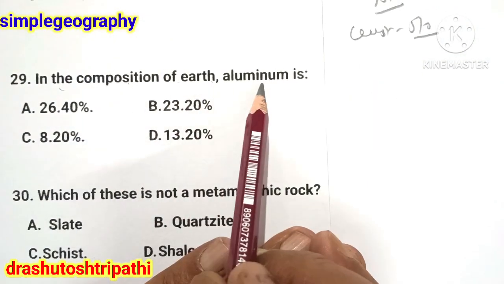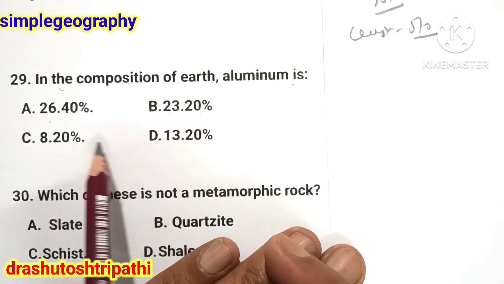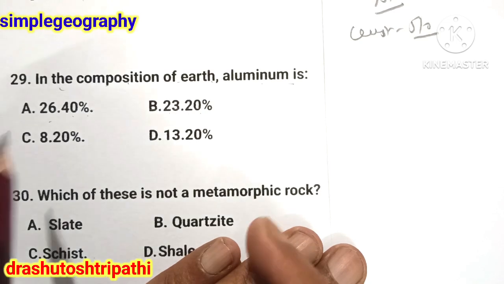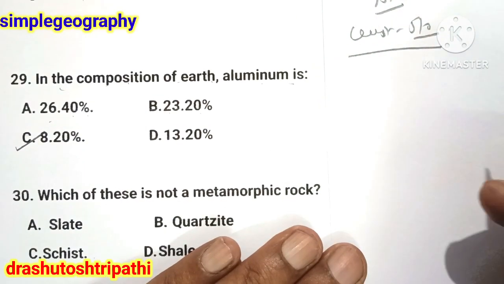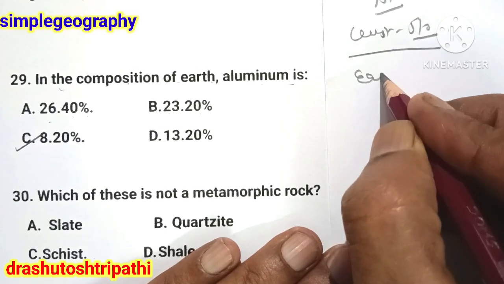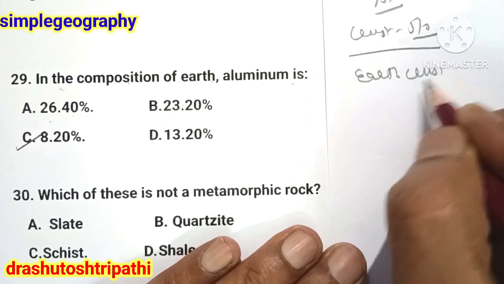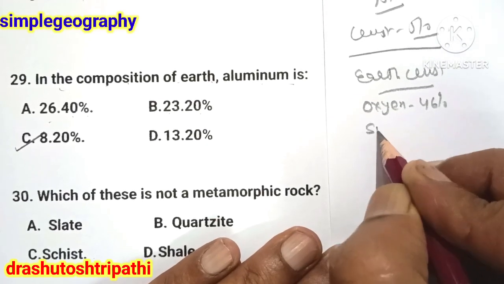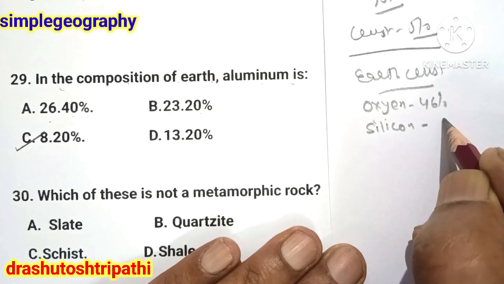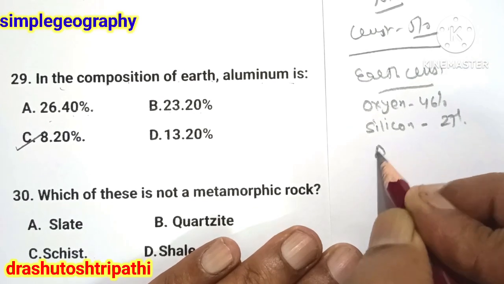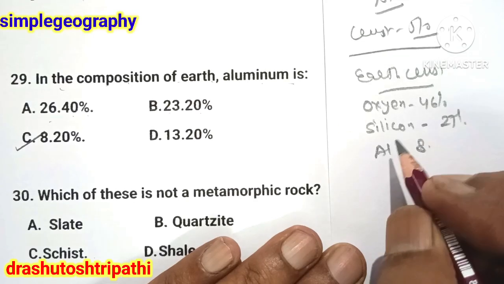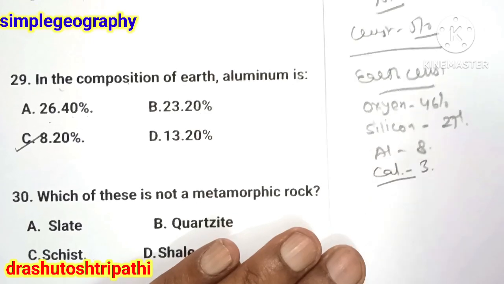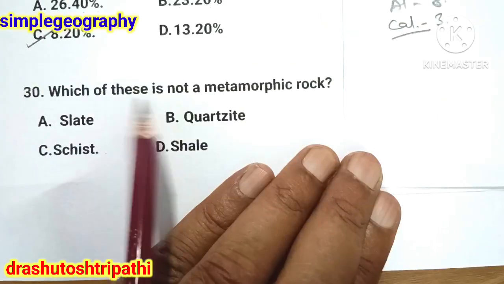Composition of the Earth's crust: aluminium is 26.4, 23.2, 8.2 and 13.0. What is the answer? The answer is 8.2. Which are the three major contributors to the earth's crust? First is oxygen, 46%, then silicon, 27%, then aluminium, 8%. After aluminium comes calcium, and the amount of calcium is 3%. The answer 8.2 is correct.